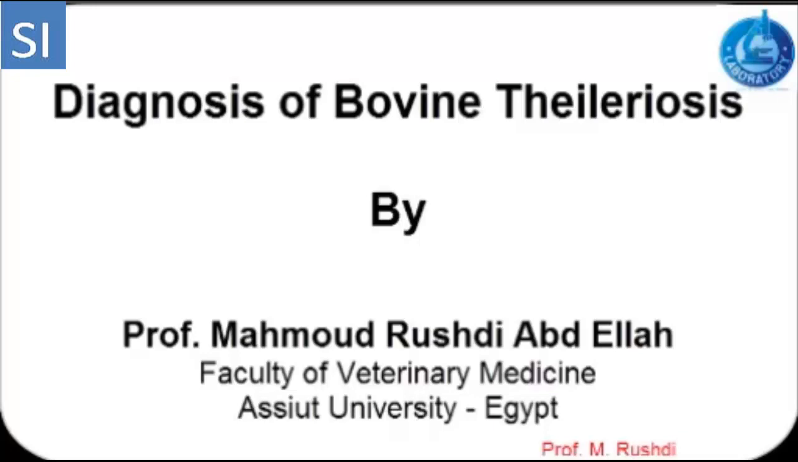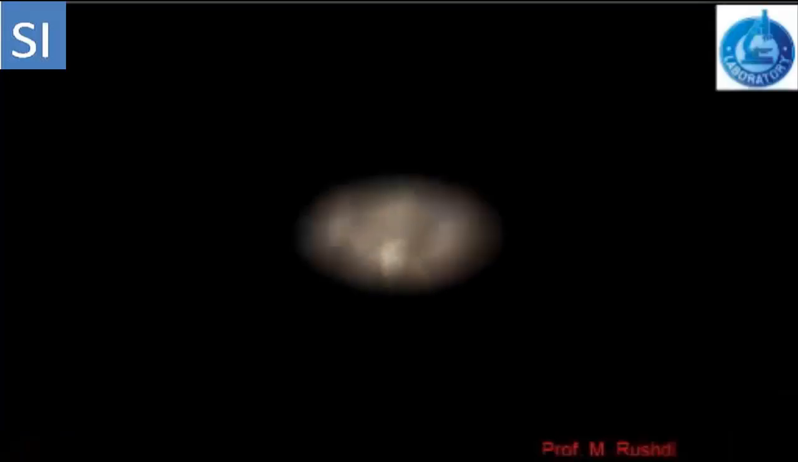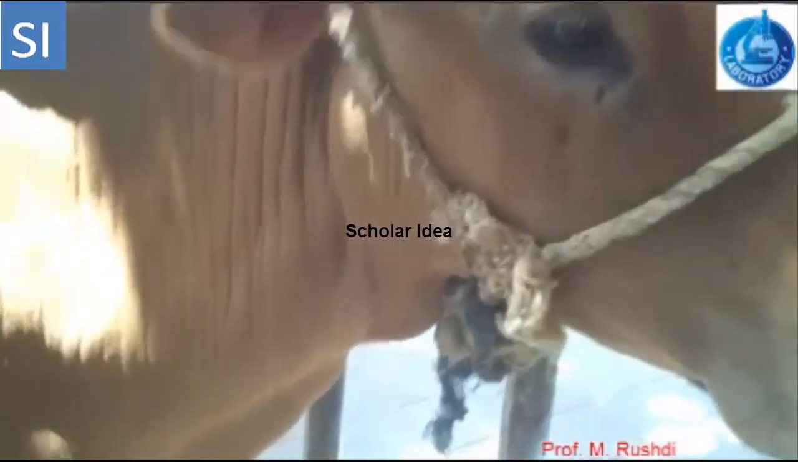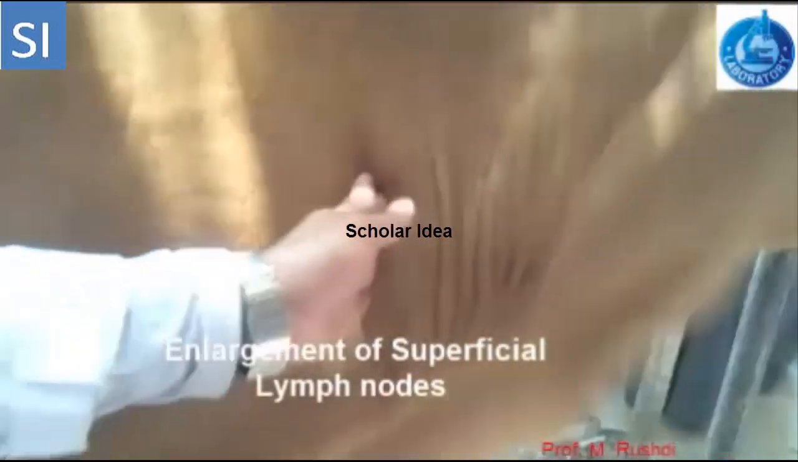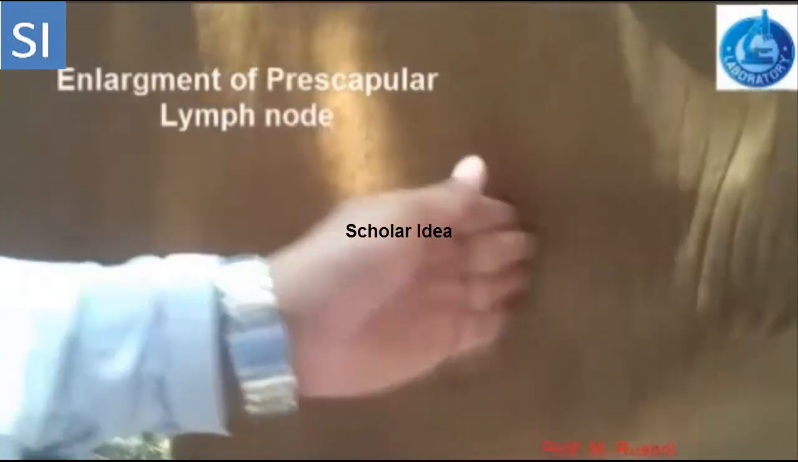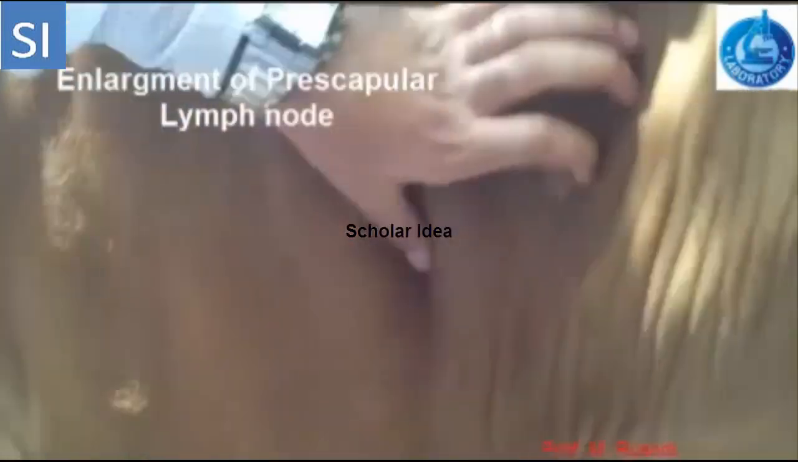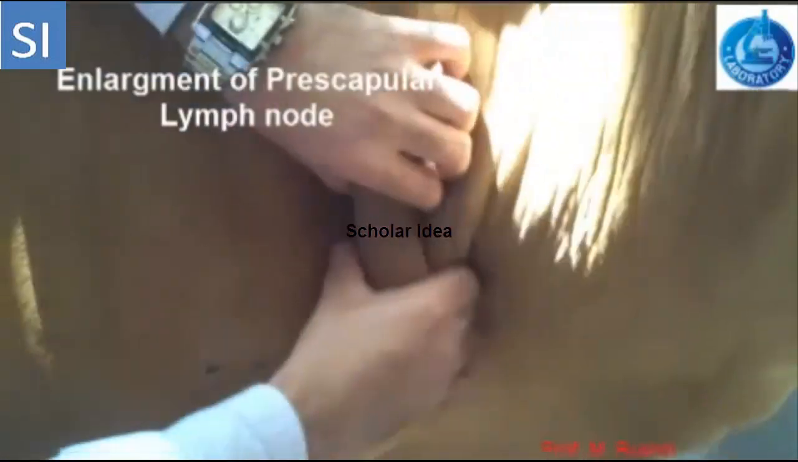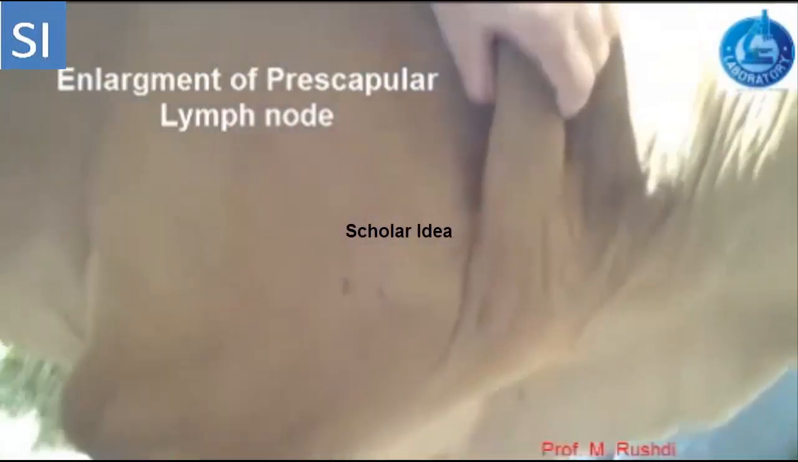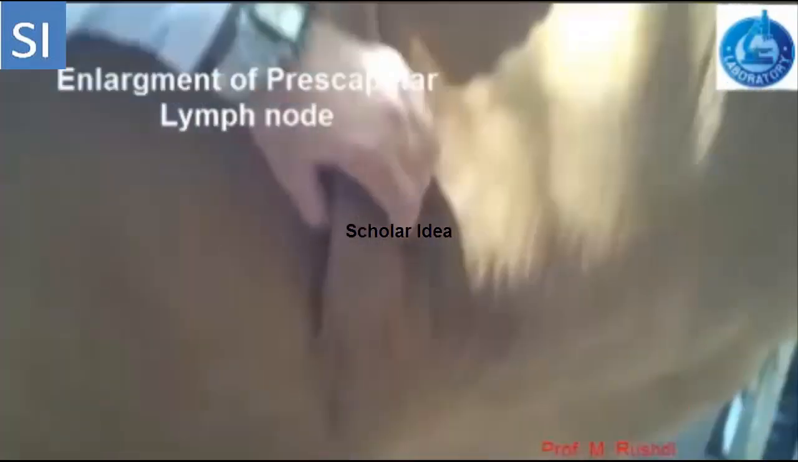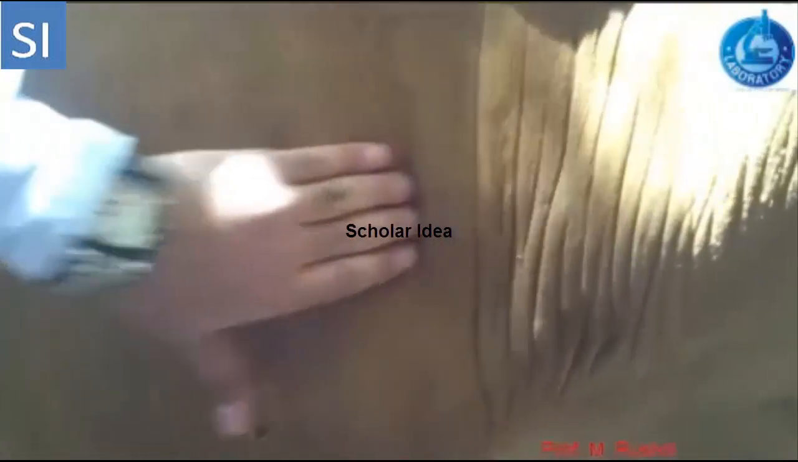The most important clinical signs of the disease include lacrimation, nasal discharge, and high fever, which may reach 41 to 42 degrees centigrade. One of the most important characteristic clinical signs is the enlargement of the superficial lymph nodes, especially the prescapular and prefemoral lymph nodes.